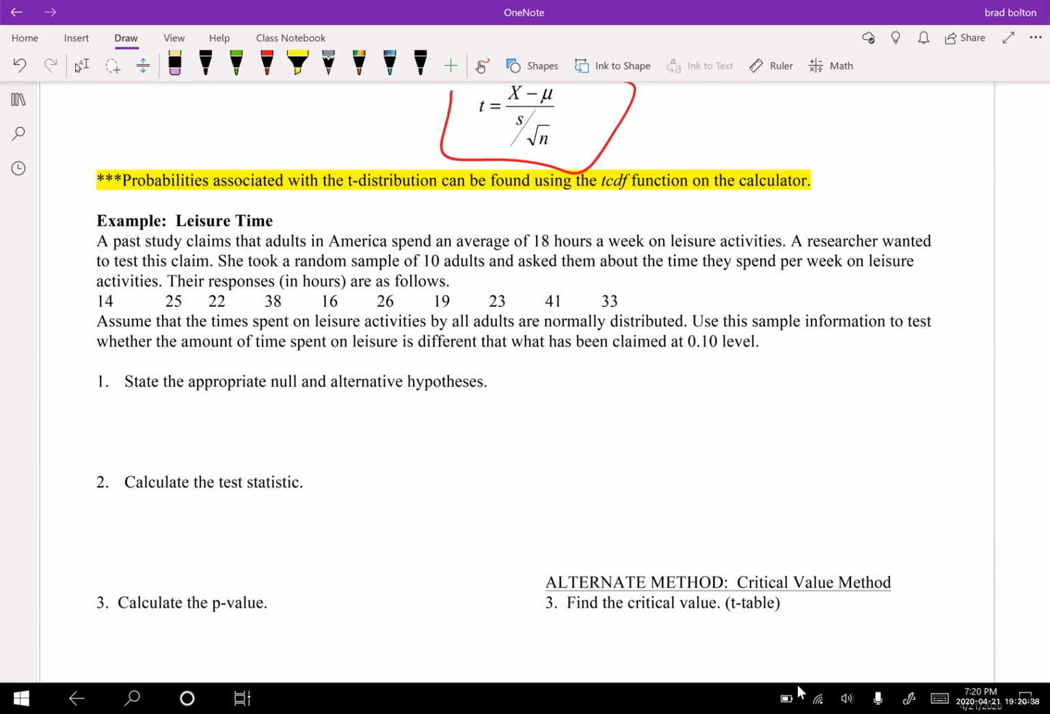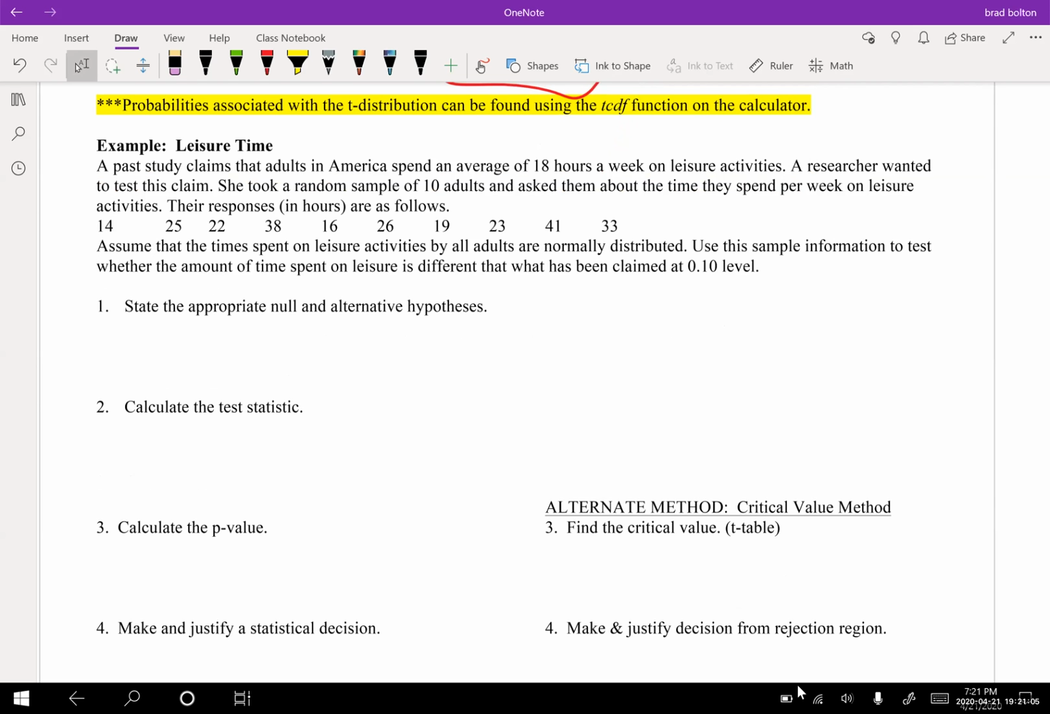Use this sample information to test whether the amount of time spent on leisure is different than what has been claimed at a 10% level, alpha level of 10%, or significance level of 10%. So here's the thing. Did they say that it's greater than or less than, or did they just say different? Okay, so when they just say different, then that means that you are dealing with a not equals to, okay? So I'm going to cross this out.